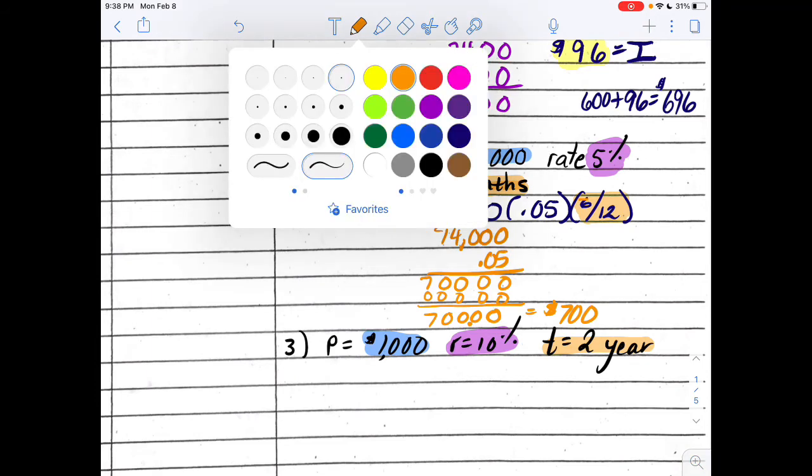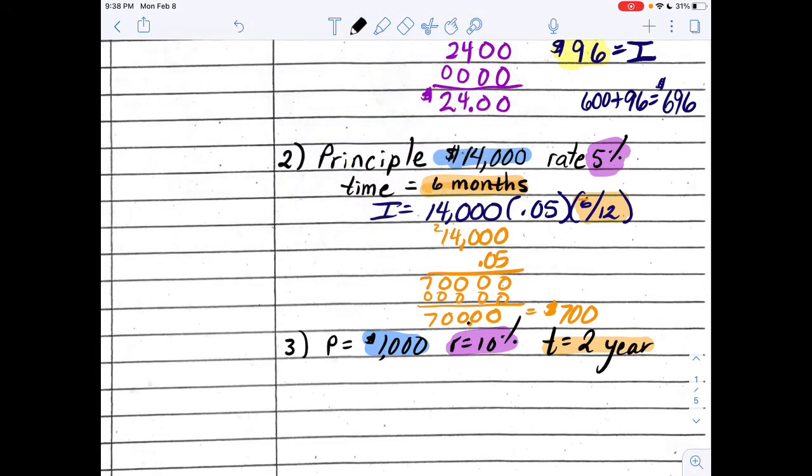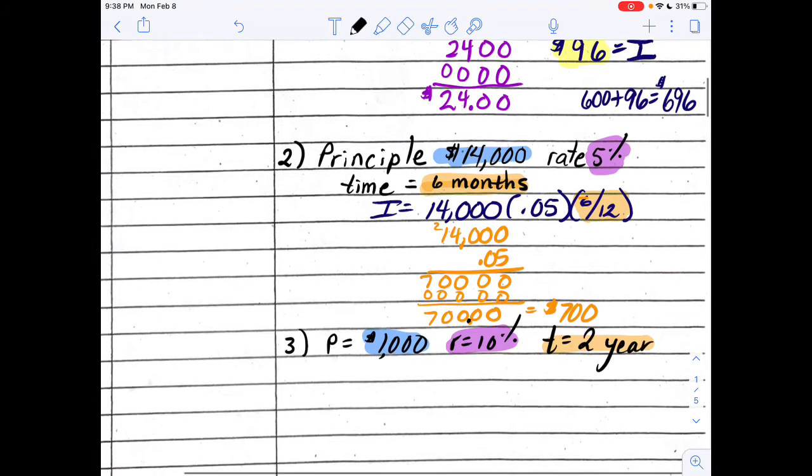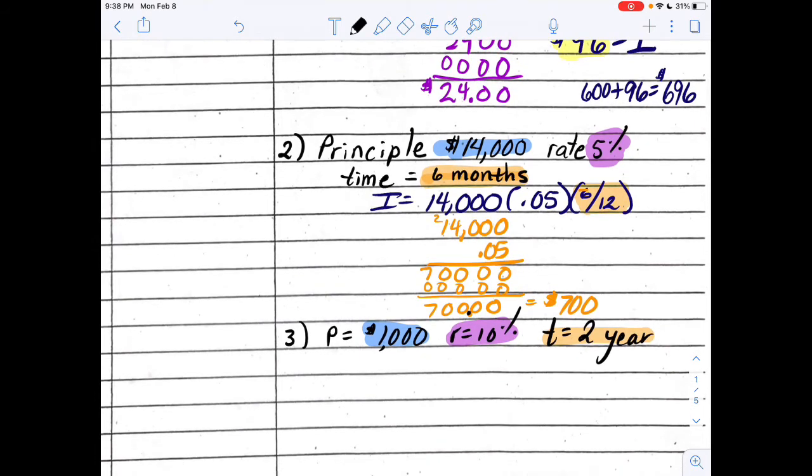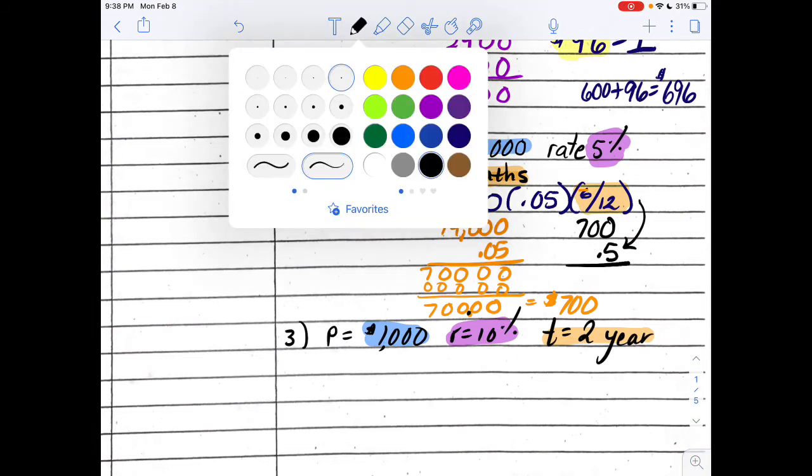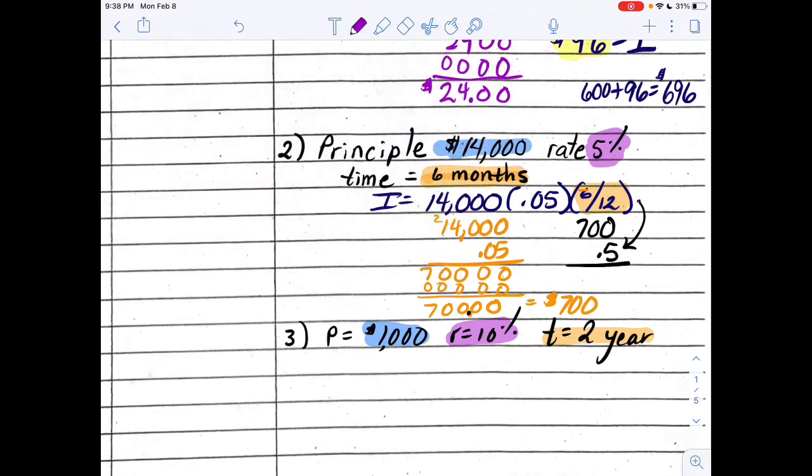So it's really important to be careful where your decimal is, and you can always check with the calculator if you wish. And so then I have to take that 700, and I'm going to multiply it by 0.5. And where did I get that 0.5? It's 1/2 of a year, 6 out of 12. So that's where I got a half, or 0.5 as a decimal. Just make sure you're seeing where that came from.